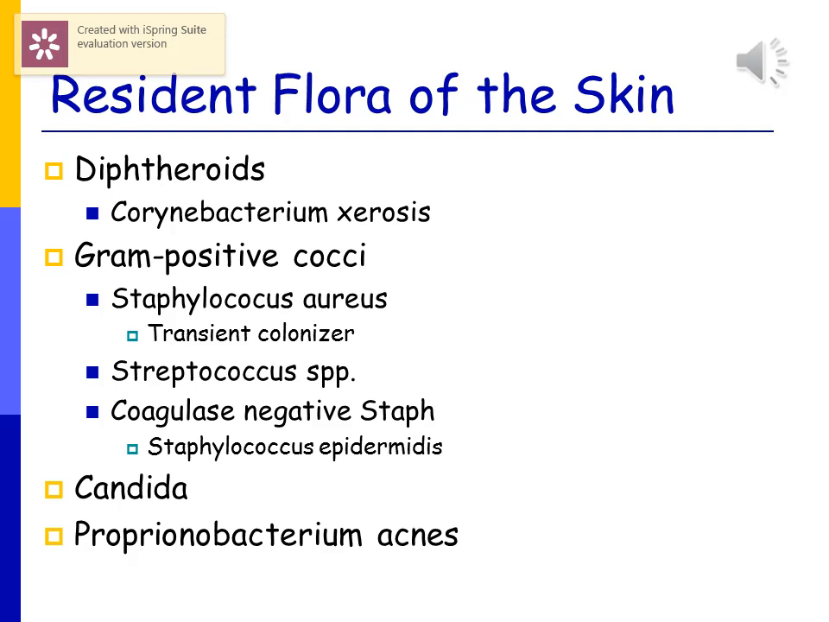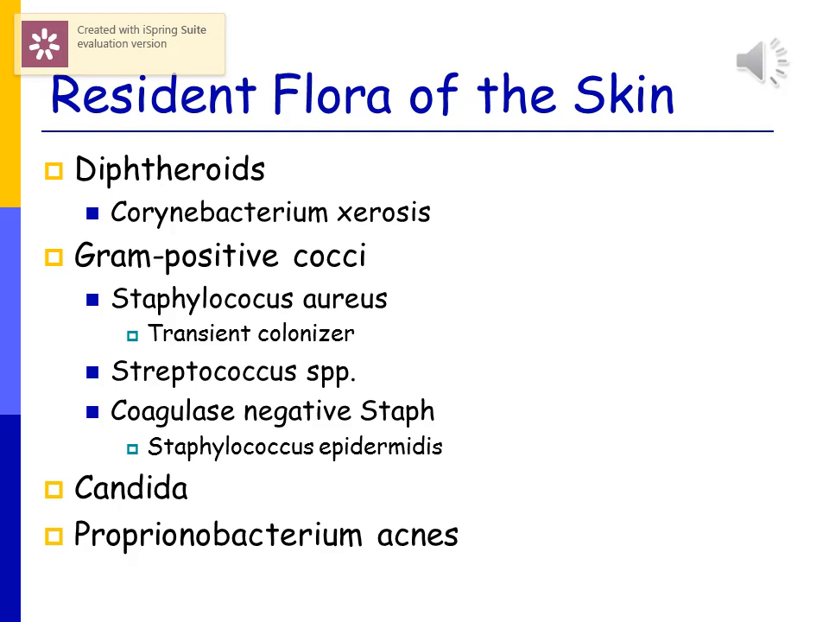So you guys, again, already know the resident flora of the skin. So you know that our Diphtheroids, which is the Corynebacterium species, are common skin flora. And the species that's common is xerosis. So Corynebacterium in the clinical setting, they're all just called diphtheroids. We have our gram-positive cocci, such as Staphylococcus aureus, which is usually a transient colonizer. Sometimes you might be carrying it on the skin, and other times you may not.